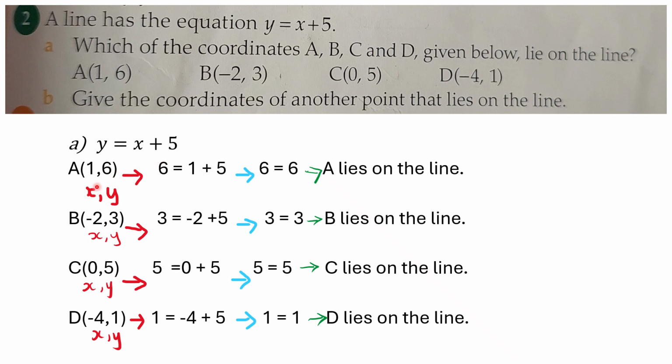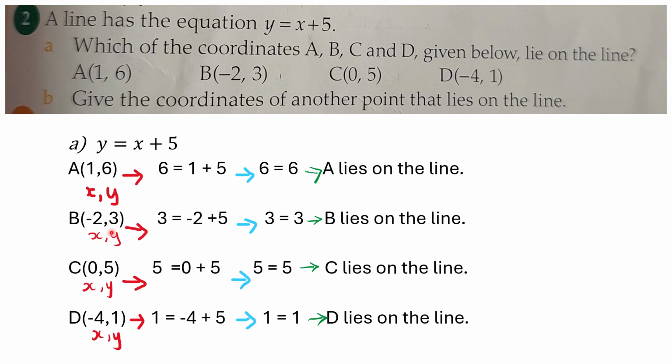What is the x coordinate in A? That is 1, and the y coordinate is 6. So y equals x plus 5 is our equation. Now we substitute these in the equation. y is 6 equals x is 1 plus 5. So 6 equals 1 plus 5, which is 6. So we are getting the y coordinate. That means A lies on the line.